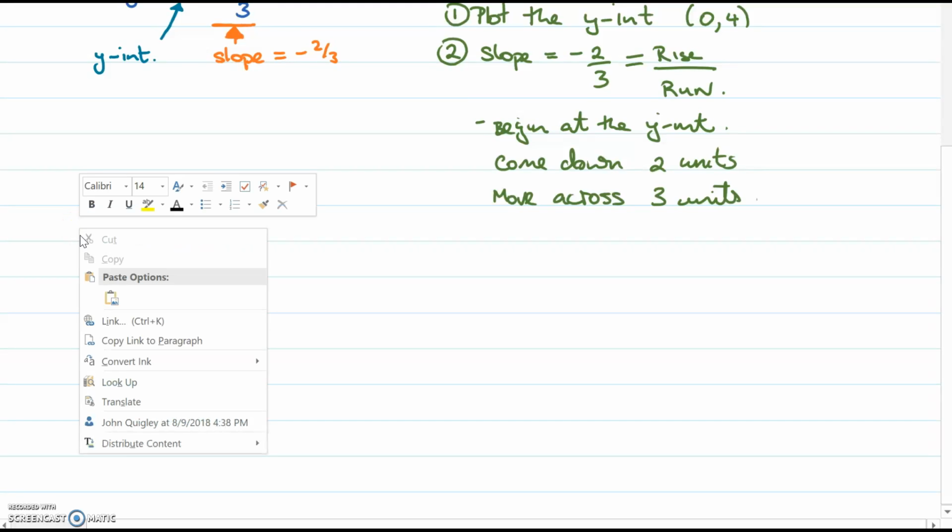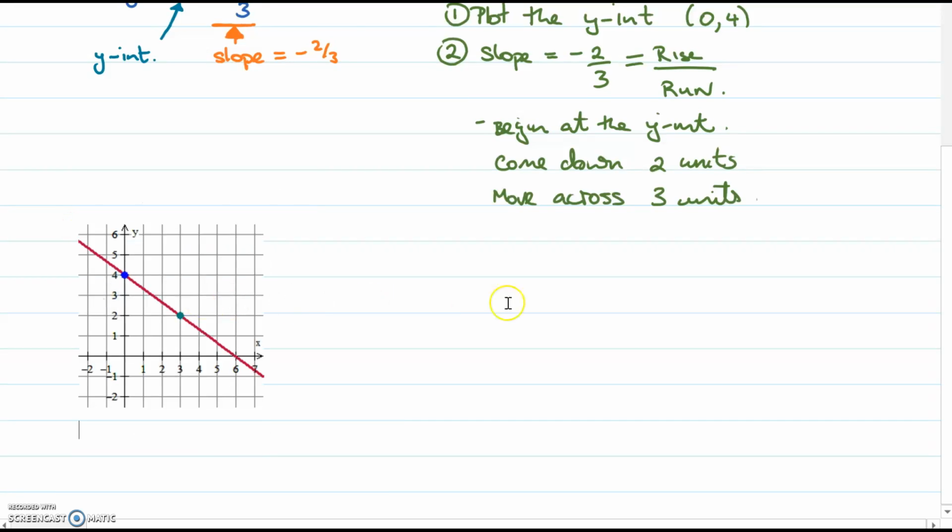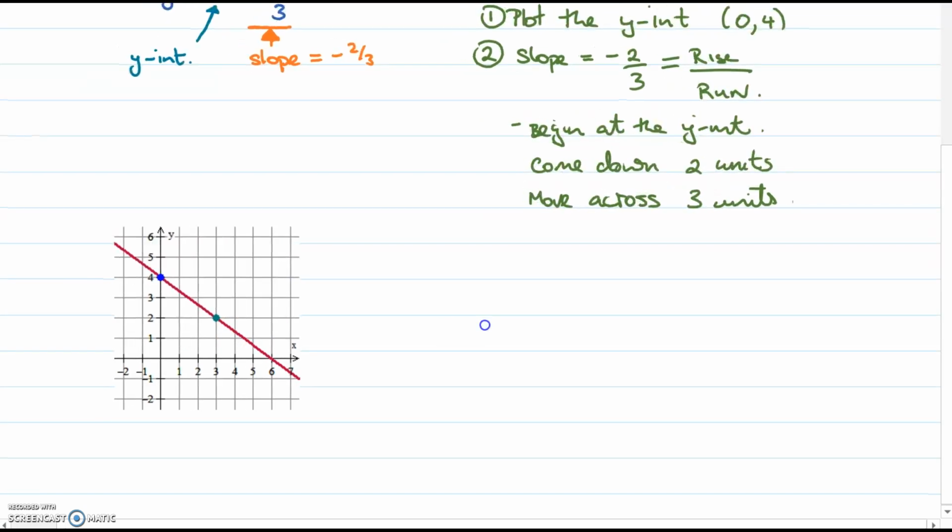And I'll just paste it here. And you can see 0, 4, that's the y-intercept. And then I came down 2 units, 1, 2, and I went right 3 units, 1, 2, 3. So this is the second point here. So these are the 2 points, and I drew the line through them. Okay, so there's our line, and that was the first thing we have to do.